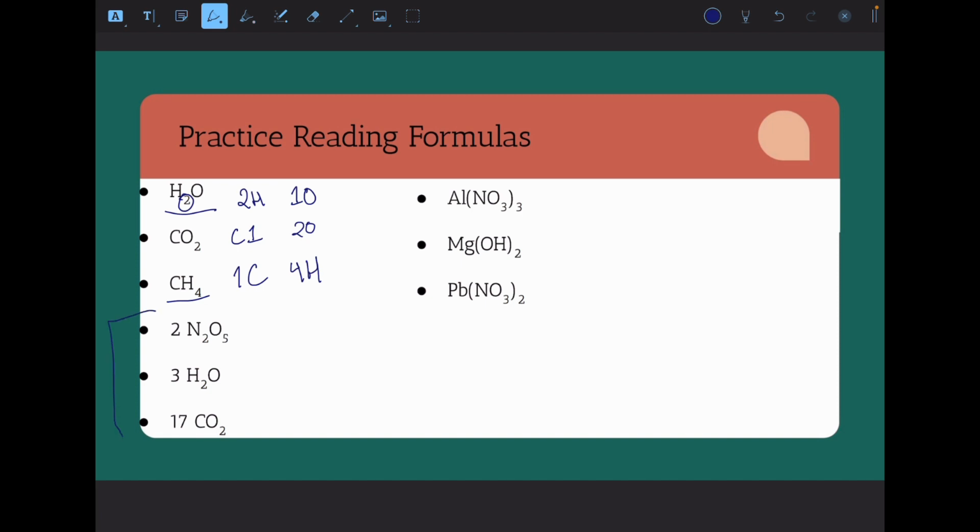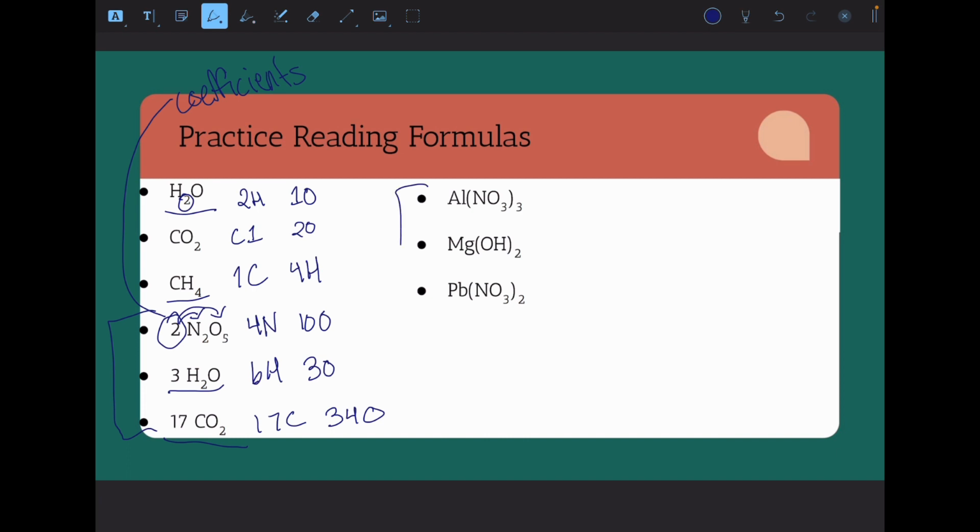Now we're going to get into something a little bit different. We have these big numbers in the fronts. These numbers right here are called coefficients. And coefficients mean that there are 2 of those molecules overall. So this number gets distributed to everything else inside of this formula here. So now we're gonna have 4 nitrogens and 10 oxygens here. Similarly here, we're gonna have 6 hydrogens and 3 oxygens. And then right here, 17 carbons and 34 oxygens.